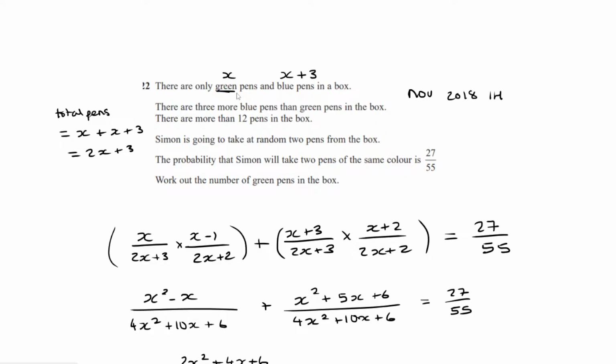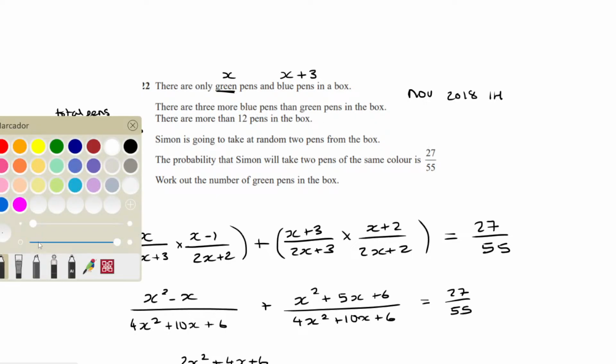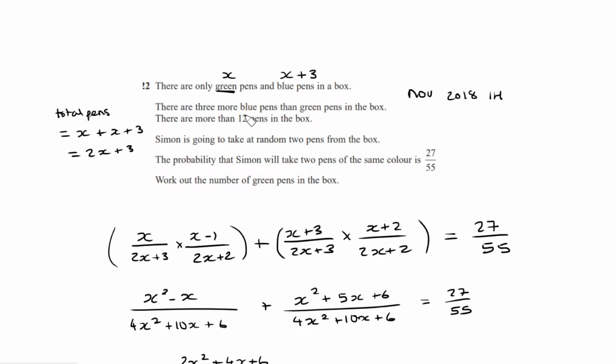X, I said, was green. That's what I labelled it as. You might have labelled it differently. So if x is green, this is the only other bit of information we haven't used yet. They happen to say there are more than 12 pens in the box. So then you can use that to figure out which of the numbers was correct.